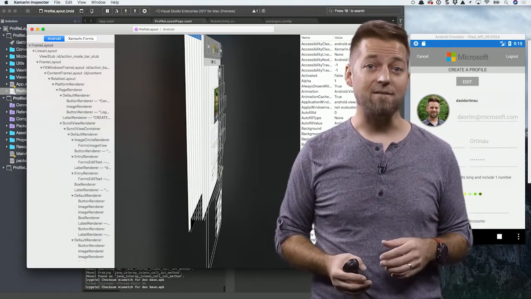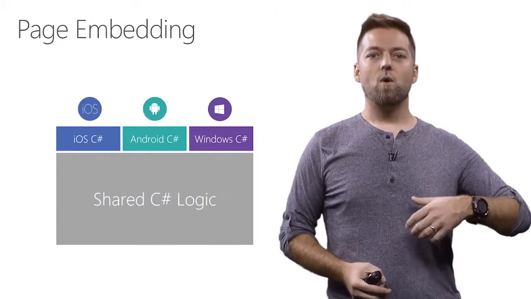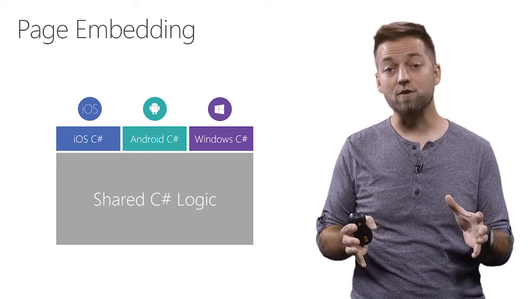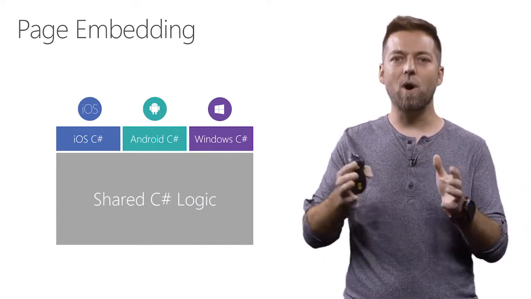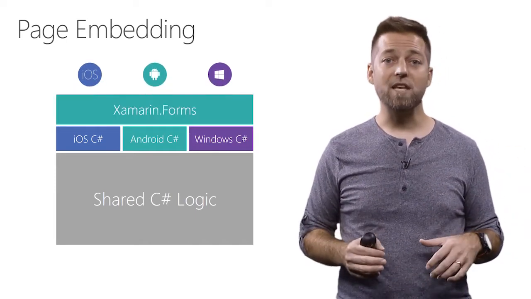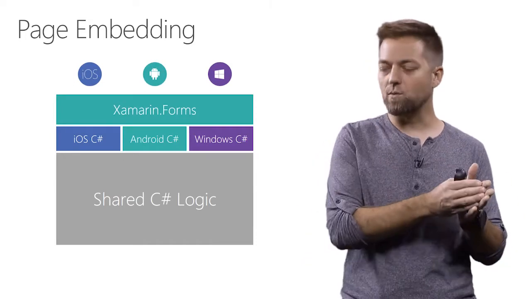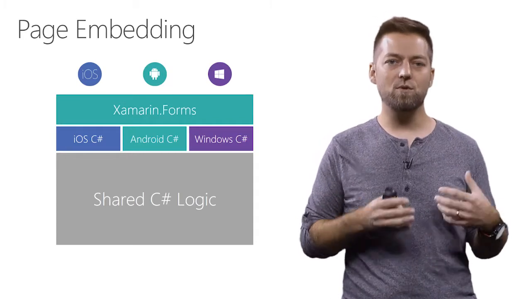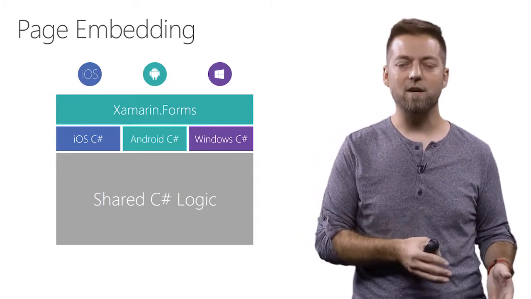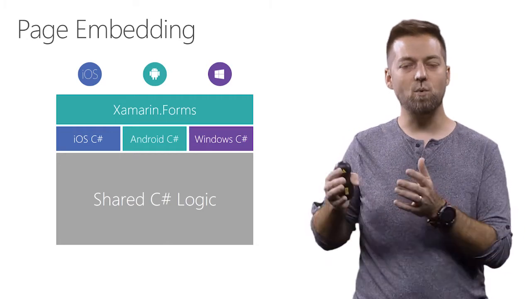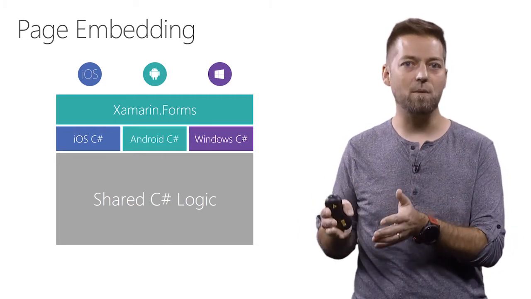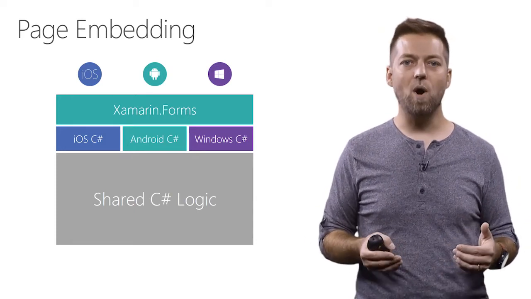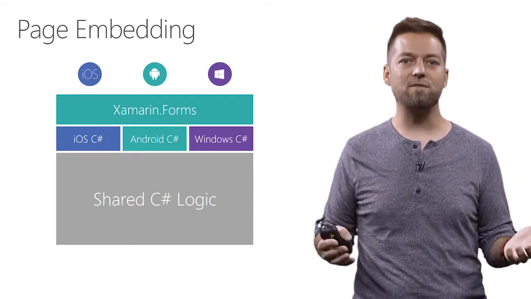The next thing I want to dive into is page embedding. So with Xamarin iOS, Android, and with UWP, you have the ability to share all your C# logic, but you're creating your UI three times over. So naturally, what you can do is use Xamarin.Forms to replace that whole UI layer. But what if you don't want to? What if you want to be able to use the iOS UI layer, the Android AXML files, natural native UWP XAML, but you want to sprinkle in some shared UI that Xamarin.Forms provides for you?